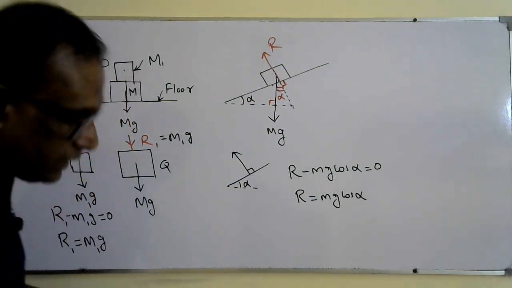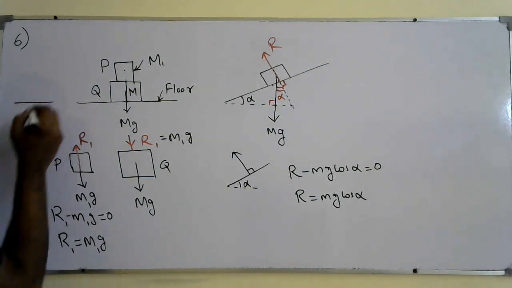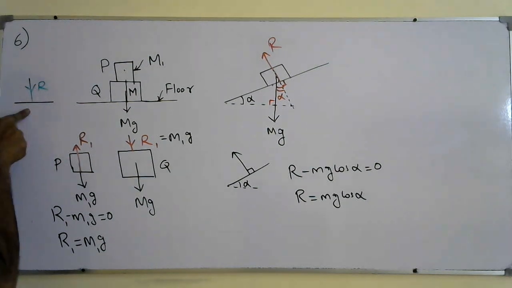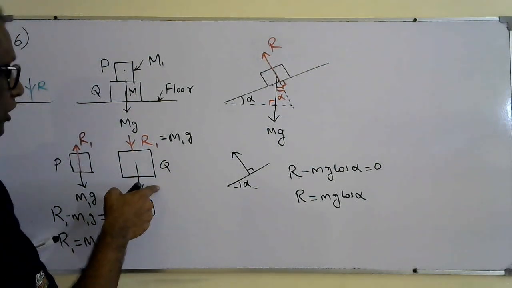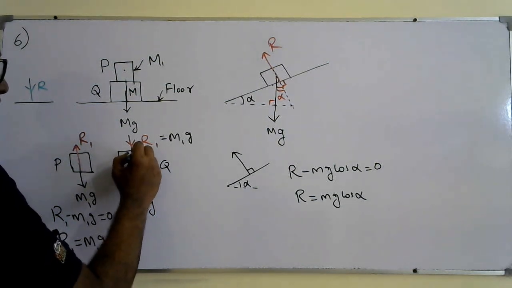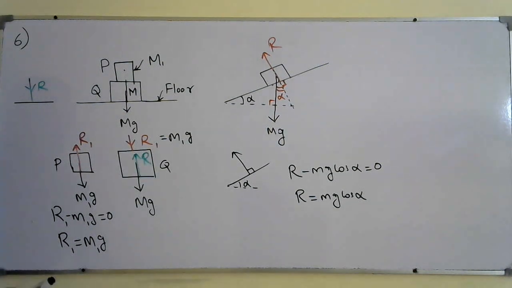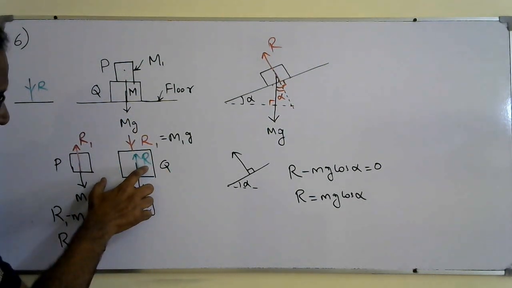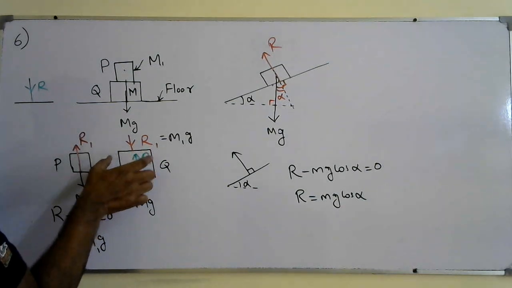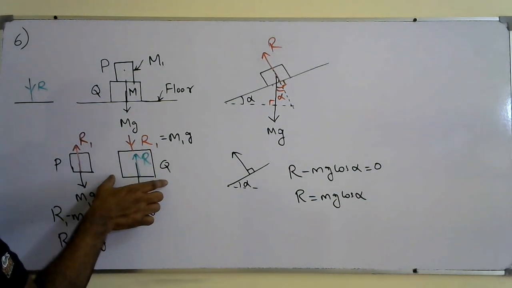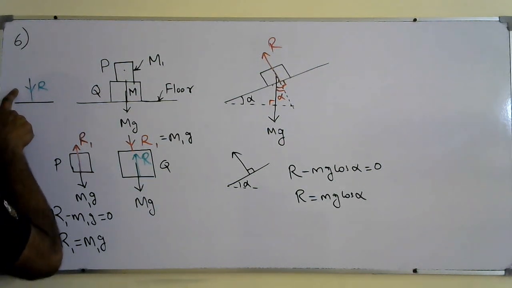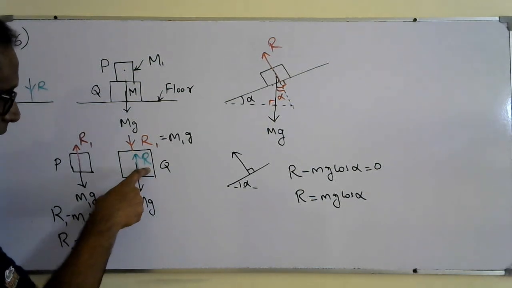If I draw the floor here, Q will exert a contact force R on the floor downwards. So the floor will exert the same force on Q in the upward direction on the same line, that is capital R. Now this R is the contact force between Q and the floor. I hope you understood. Because Q is at rest, Q will exert a force R on the floor. According to Newton's third law, the floor will exert the same magnitude of force on Q in the upward direction.